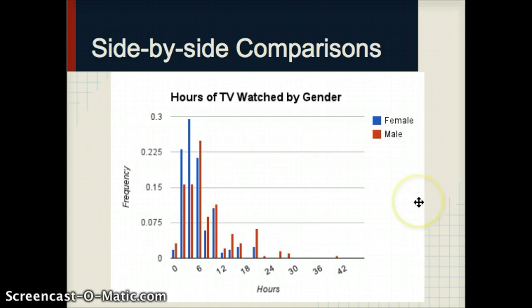What we're going to learn in the future is how to quantify the degree of our certainty. If the red histogram was shifted way more to the right, that would be even more stark, more clear evidence that men watch more TV than women. If these two, the blue and the red, were more similar, that would be less strong evidence that men watch more TV than women. And what we're going to learn in the future is how to quantify that certainty.